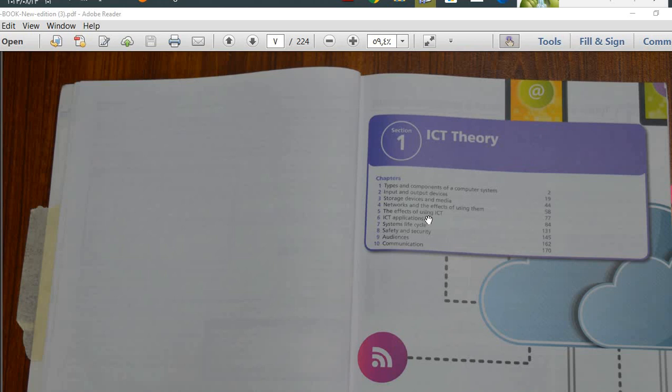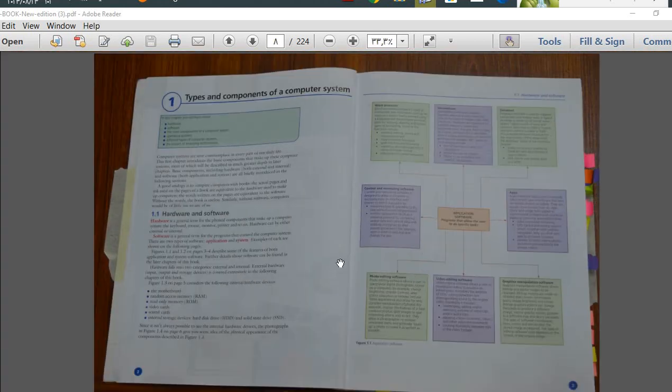This course will consist of two parts. The first part is the theory part, and the second part is the practical part. Let's first start with the theory part. This part consists of many chapters.